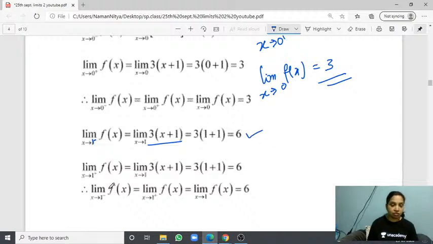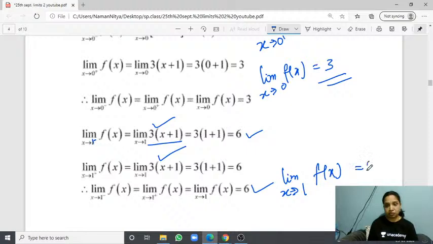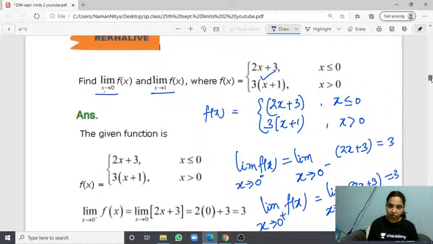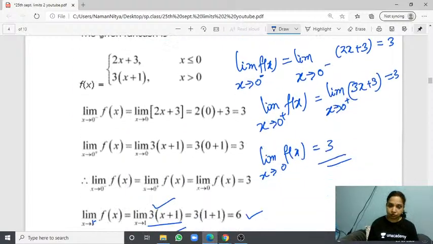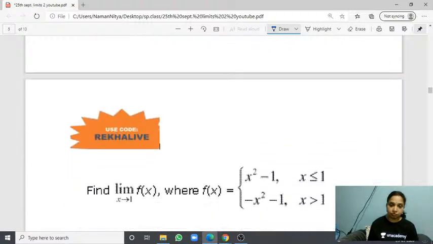If I'm using left hand limit or right hand limit, in both cases you are going to use the same function. And the value of this limit is equal to 6. So limit x tends to 1 for f of x is equal to 6. This will be the answer. Yes, correct. For this kind of question you should be careful, because the whole interval is divided into two parts, as two functions are there. Okay, let me go to the next one.